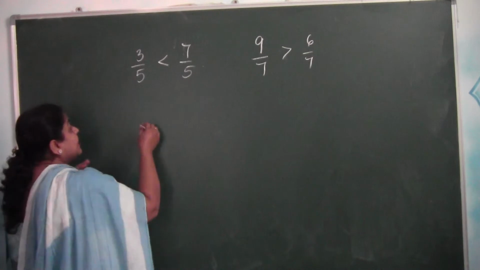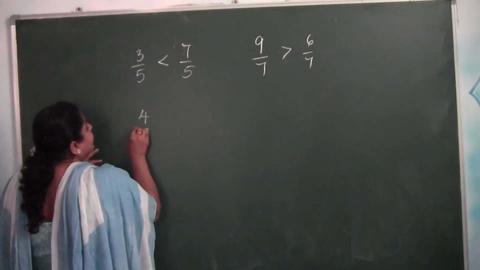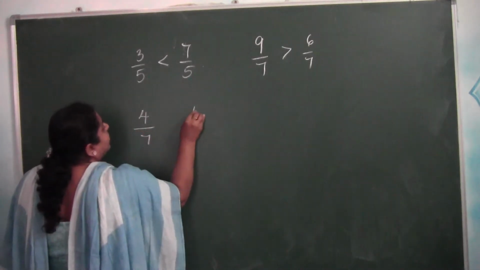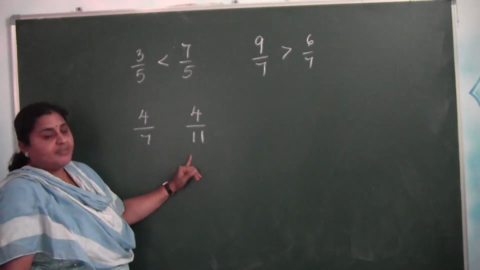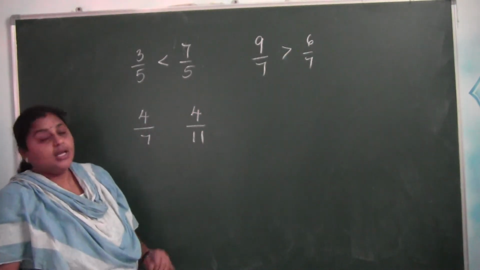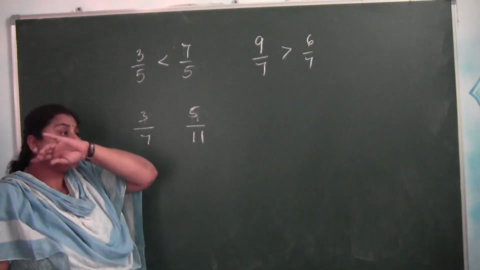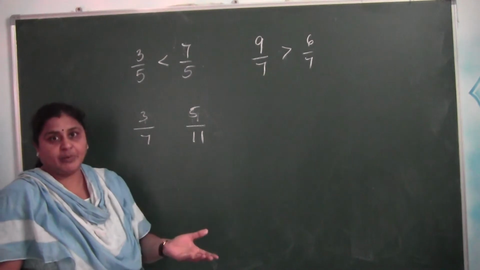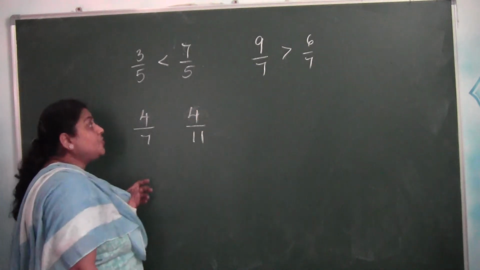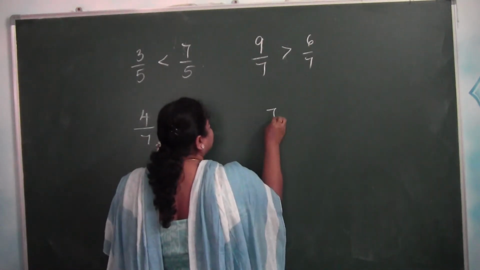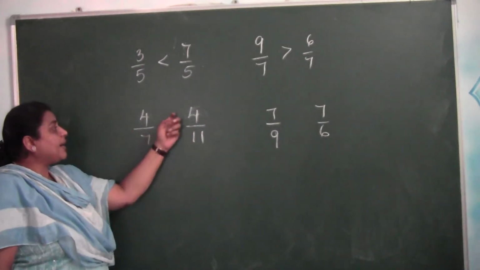Now let us take the case where numerators are the same. That is, let us see 4 by 7 and 4 by 11. Here the numerators are the same. Suppose the numerators are different, like 3 and 5, then these are like fractions and you have another procedure to follow, which I will explain. But when numerators are the same, how do we compare the fractions? Let us take this, 4 by 7 and 4 by 11.